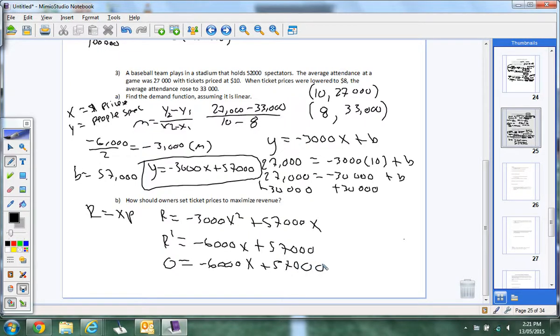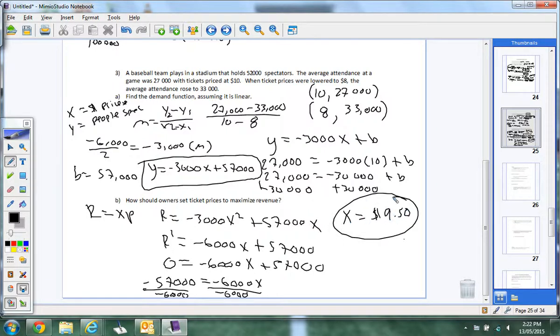So minus the 57,000 and divide by the negative 6,000. When you do that, you're going to get your max at $9.50, which stands for $9.50. So to maximize our people, we'd want to charge actually between the $8 and $10. We want to charge $9.50. Okay. All right, and that's it for this lesson today.